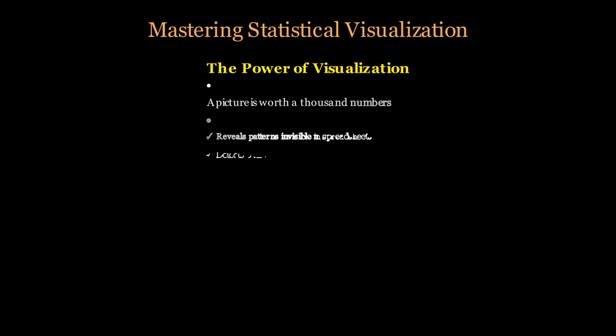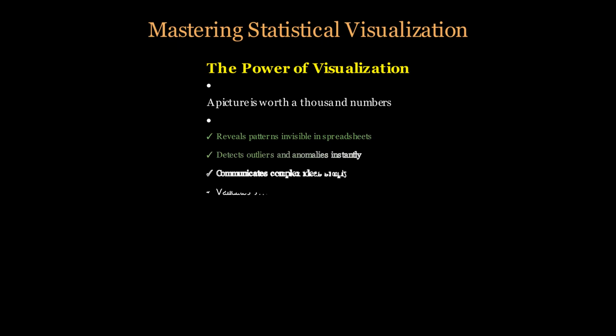Remember, a picture is worth 1,000 numbers. Visualization reveals patterns that are invisible in spreadsheets. Bimodality, skewness, outliers, and trends emerge visually before they're detectable numerically. Visualizations detect anomalies and outliers instantly, helping you clean data and identify special cases. They communicate complex statistical concepts simply to non-technical audiences.